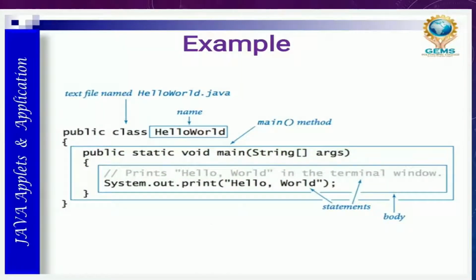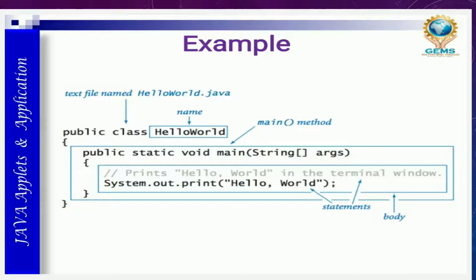This is an example of Java programming, a small example. We will see in detail how we are going to write the programs. Look at here, public class HelloWorld. Public is a keyword, and class is also a syntax we have to follow. HelloWorld is the name of the class.